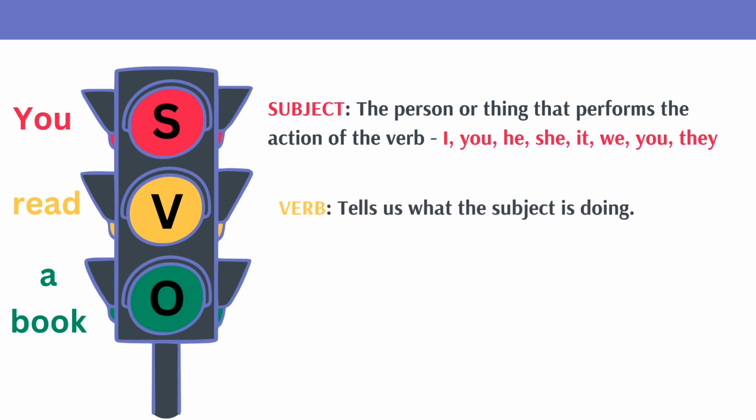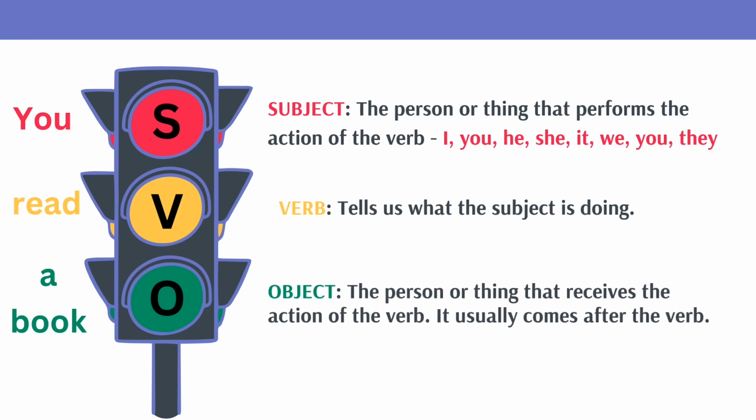Read is a verb. It tells us what the subject is doing. Das Verb sagt uns, was das Subjekt tut. A book is the object, the person or thing that receives the action of the verb. And it usually comes after the verb. Die Person oder Sache, auf die sich das Verb bezieht. Es steht normalerweise nach dem Verb.